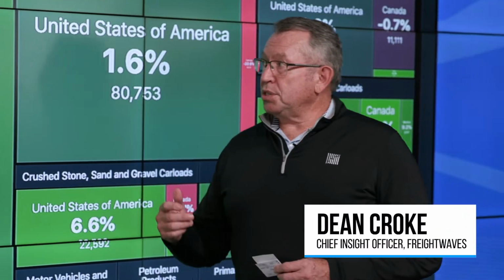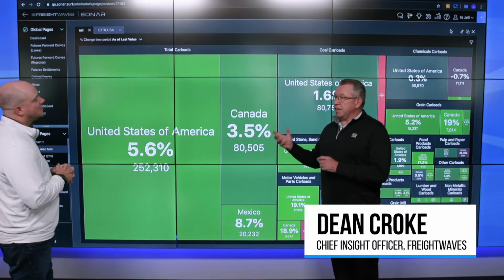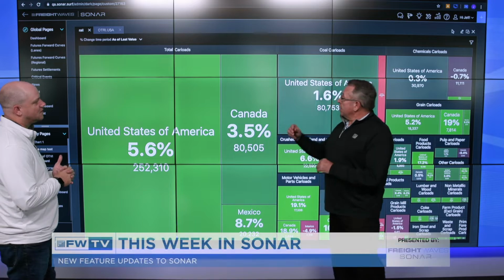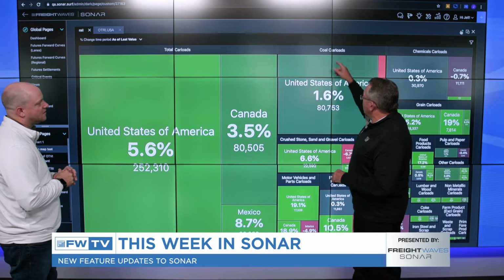Dean, no new data this week, but some really cool feature changes. Right, a couple of great changes, Craig. What we've been able to do is add an index and granularity feature to tree maps. So for example, here we've got coal carloads, and one of the indexes here says United States of America.